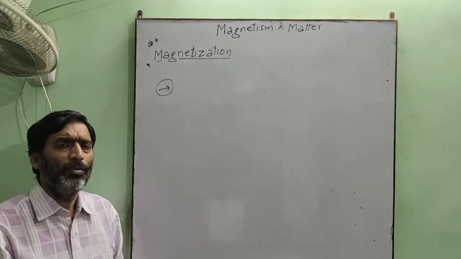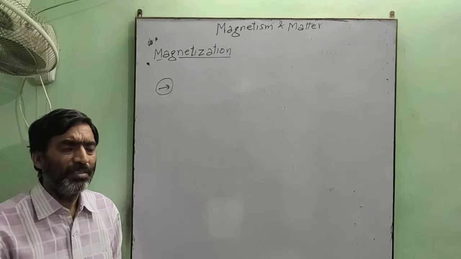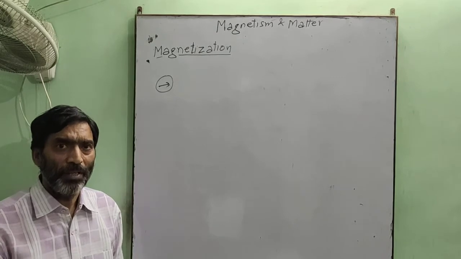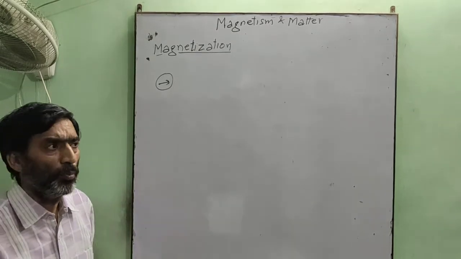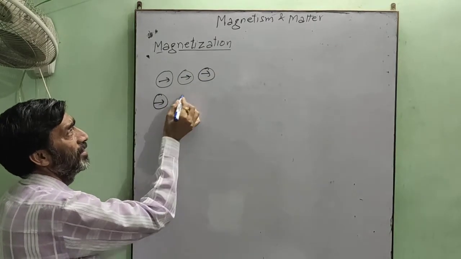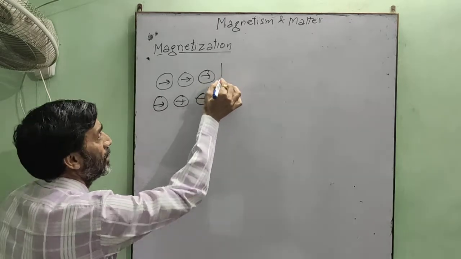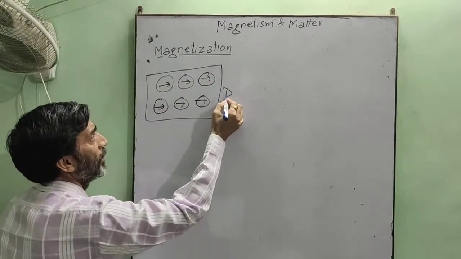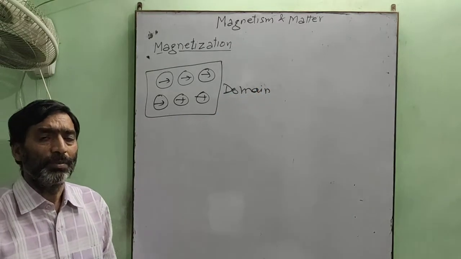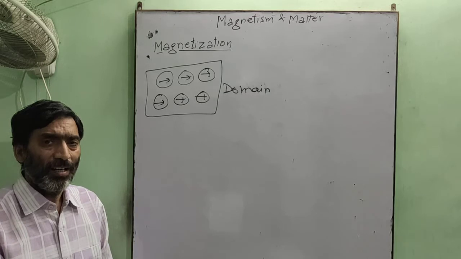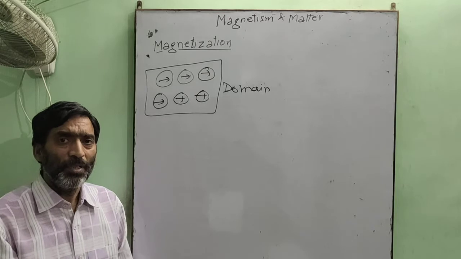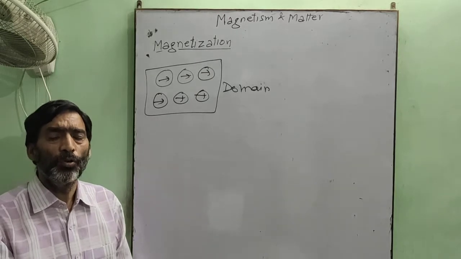If the atomic magnets of a particular region are arranged in the same fashion or in a single direction, then this region has a net magnetic effect, and this region is called a domain. If all the domains of the substance, let's say iron, are arranged in a single direction, then this iron behaves like a magnet. Otherwise, it has no magnetic property.